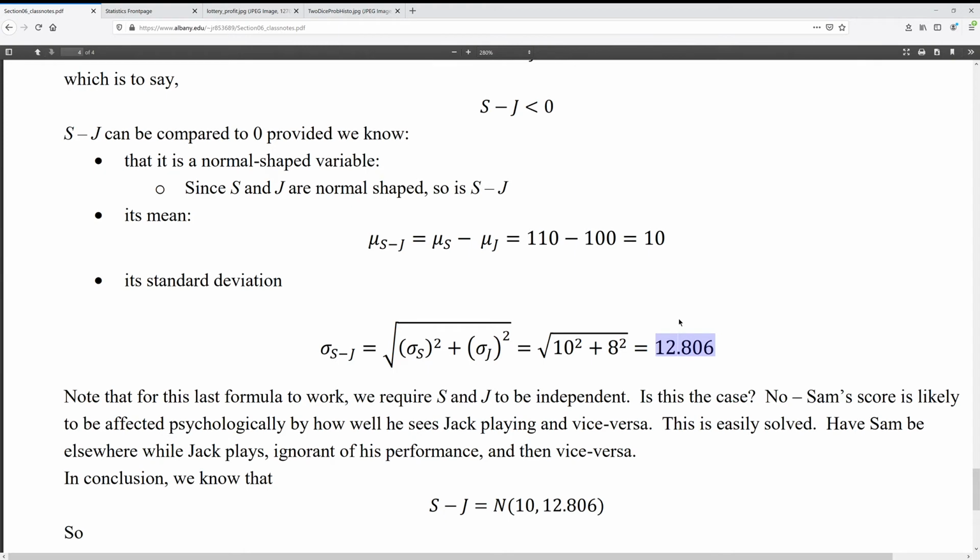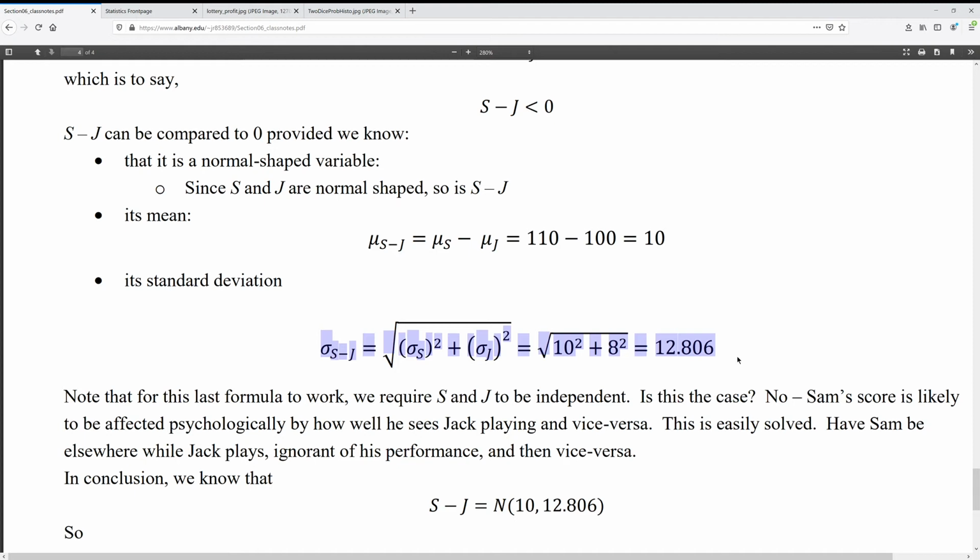Remember, to use our Section 3 normal chart procedures on a variable, we need to know three things. We need to know that it's normal shaped, done, point Roman numeral 3 above. We need to know what to subtract, and we need to know what to divide by. So we're good to go. Now, bear in mind, for this formula, the mean is okay, but for this formula to work, S and J have to be independent. Are S and J independent?